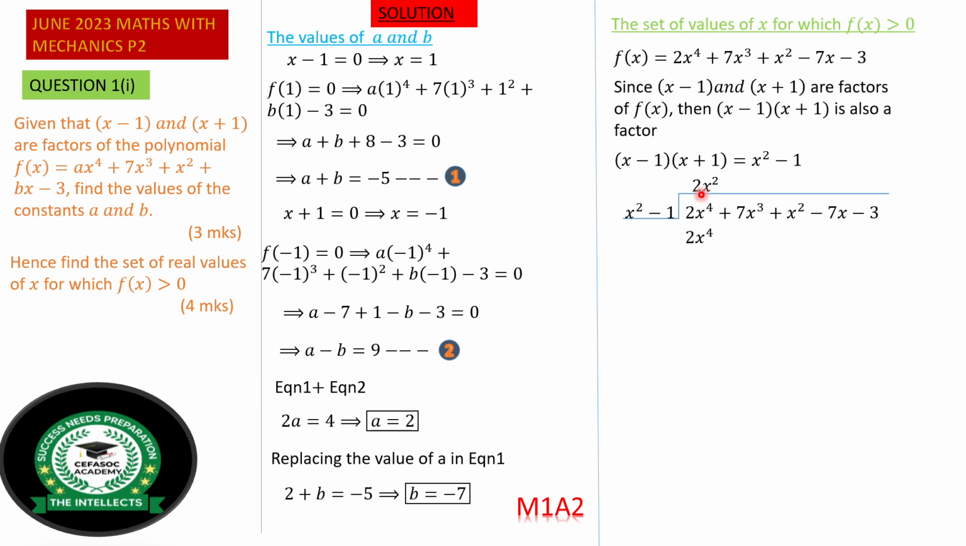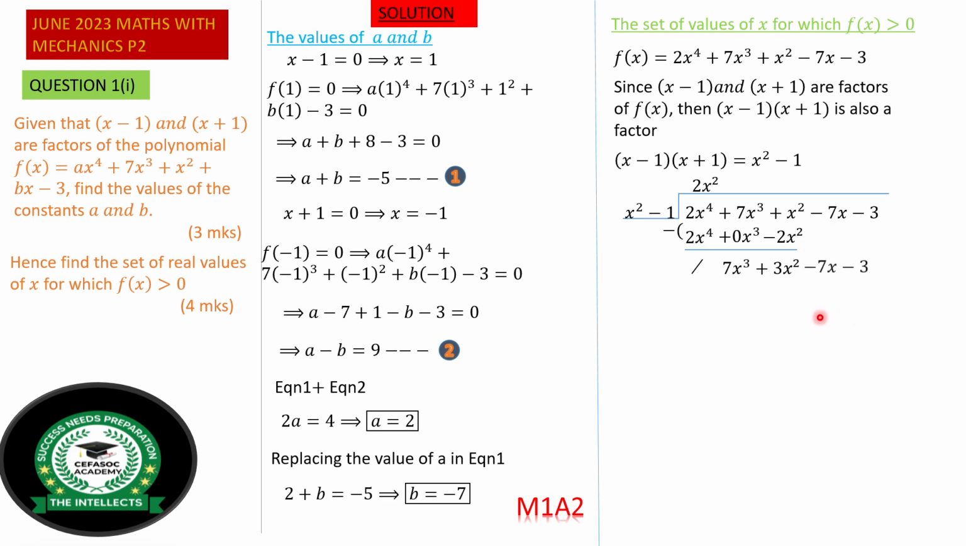Now I realize that when I multiply 2x squared times negative 1, I have negative 2x squared, and here I have an x cubed term. To remedy that, I can put here plus 0x cubed. Now I can multiply here freely. I'll get negative 2x squared. When I do the subtraction, 2x to the 4 minus 2x to the 4 is 0. 7x cubed minus 0x cubed is 7x cubed. Then plus 3x squared, because here we have x squared minus negative 2x squared, which is 3x squared.